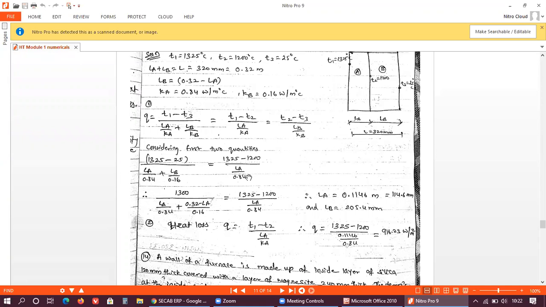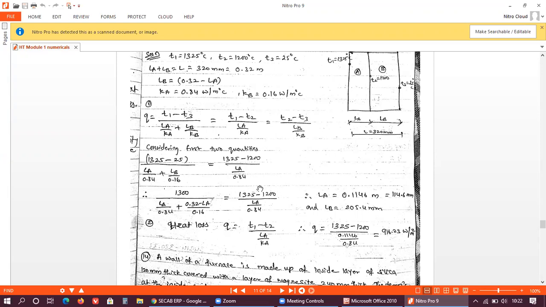Okay, so I will go with this second expression, T1 minus T2 divided by La by Ka. Heat loss is to be calculated, no? So Q is equal to T1 minus T2 divided by La by Ka. Otherwise you can go with this expression also, no problem. Again you will get the same answer, 916 only, because the rate of heat transfer throughout the composite wall will remain constant. So how much is the heat loss? It is asked in the problem. So for that, heat loss is given by either this expression or this expression or this expression, it will remain the same.